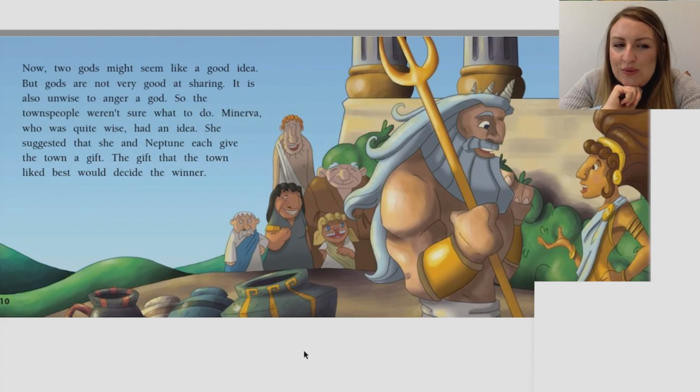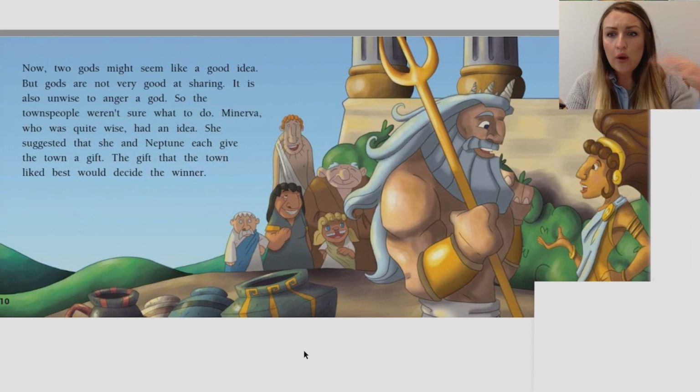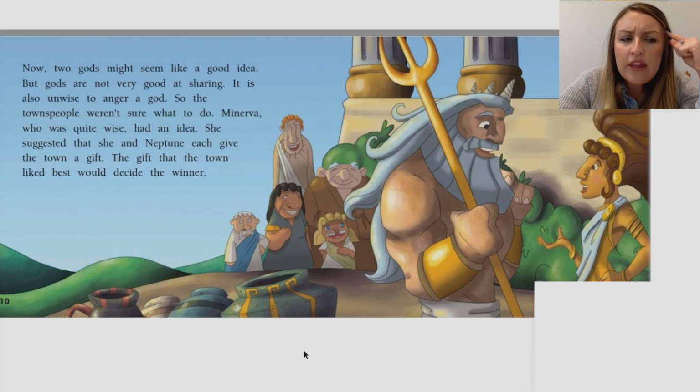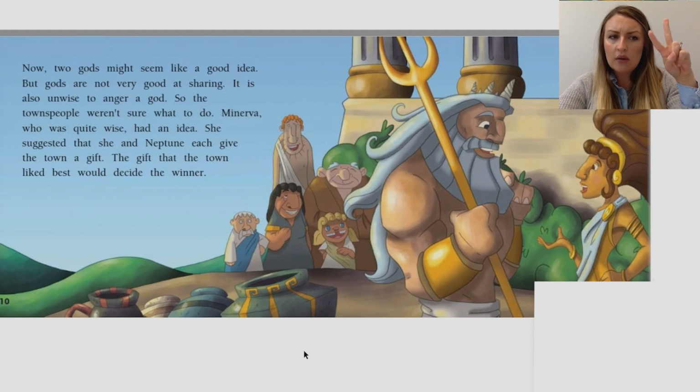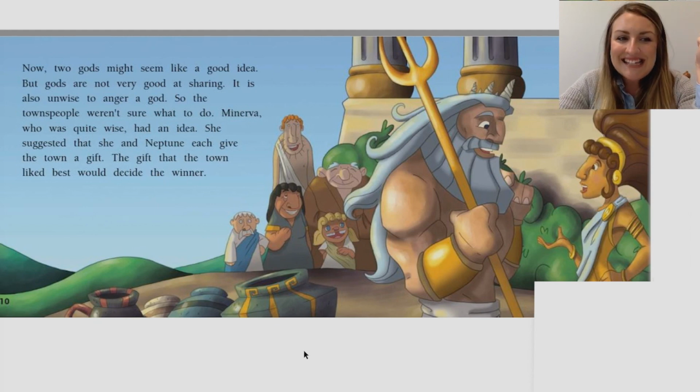What are some issues of two gods being in one town? Well, yes, one issue is that the gods aren't good at sharing. Can you think of another problem for the townspeople? Excellent. They didn't want to anger them by choosing one or the other. Who came up with an idea for how to solve the problem? You're right, Minerva did. What was her solution of having two gods in the same town? Great. She suggested that they each give a gift to the town and the favorite one would win.